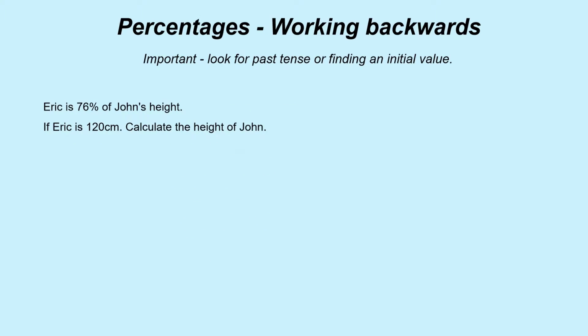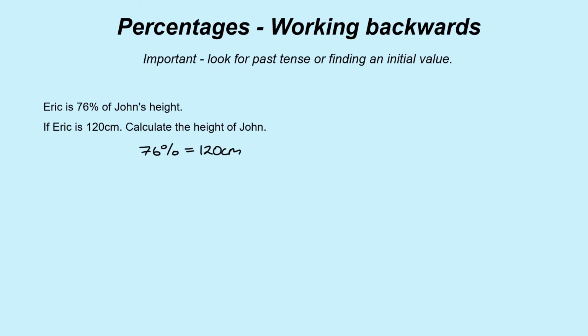Moving on to the third example. A little bit different, this one, and this is one of the ones to watch out for. It says Eric is 76% of John's height. If Eric is 120, calculate the height of John. It's not saying that the percentage went up or down. It's just telling you right off the bat. It's skipping that first stage, which is quite confusing. So it's saying right away that 76% is equal to 120 centimeters.